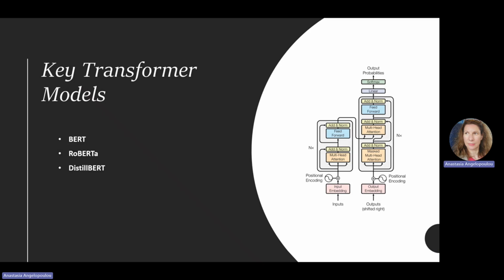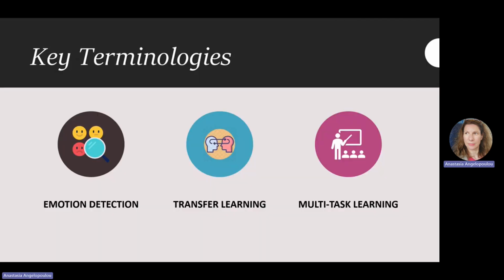The last one is DistilBERT, and as the name suggests, it is a distilled version of BERT with 40% smaller size, but it retains 97% of the accuracy of the original BERT. So it is very efficient, and it can be utilized in various resource-constrained environments. Moving forward, these are some of the key terminologies.